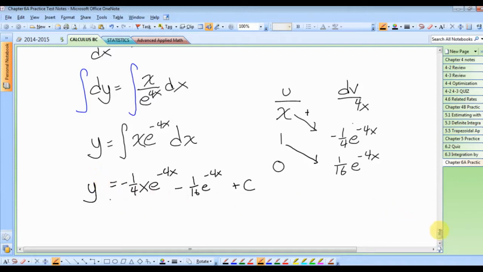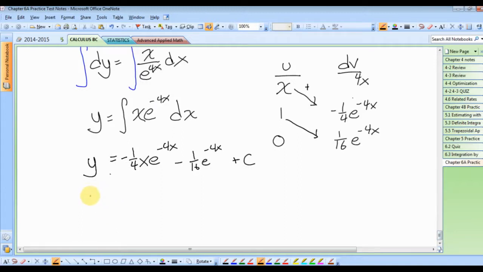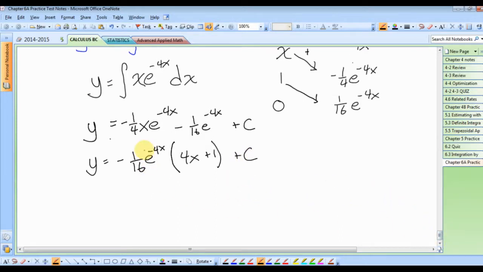Okay. It looks like I can factor out a negative 16 and e to the negative 4x. That's going to give me 4x plus 1. Naturally, that negative 4x, we want that on the denominator. So negative 4x plus 1 over 16 e to the 4x plus constant.